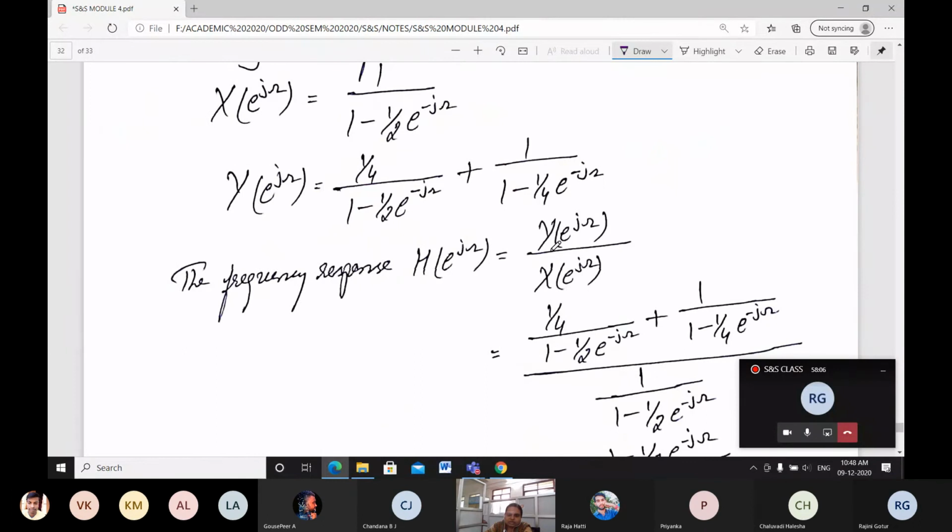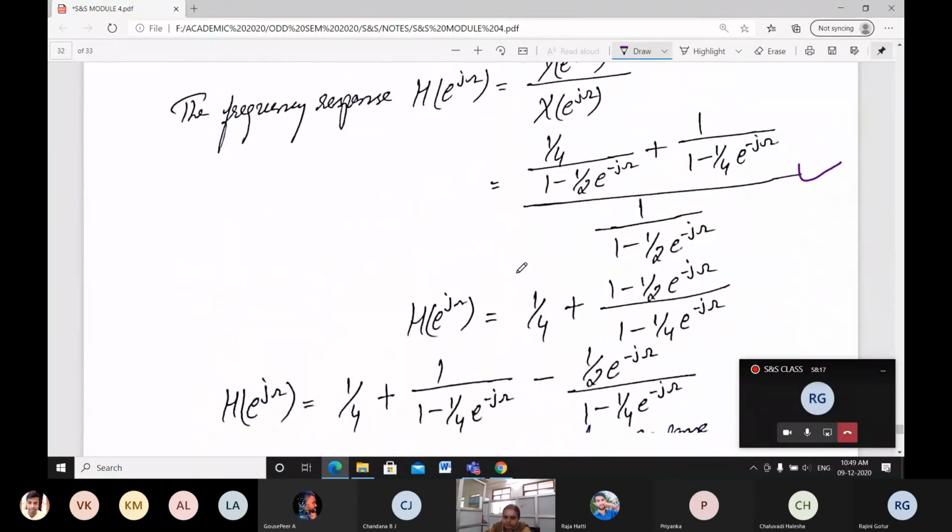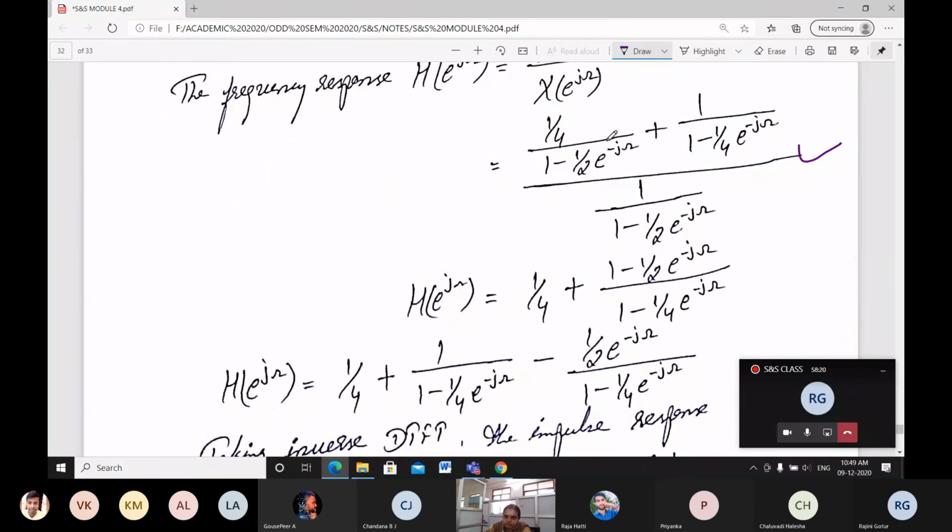Then H of e raised to j omega is equal to Y of e raised to j omega divided by X of e raised to j omega. Now substitute for Y and X, which I did here. Then take the LCM and go for the modification. Observe here, instead of division, the denominator of the denominator is going to be in the numerator, right? This whole is going to be multiplied with this factor. Therefore 1 minus 1/2 e raised to minus j omega into 1 minus 1/2 e raised to j omega is going to cancel off. So I will be left with 1/4.